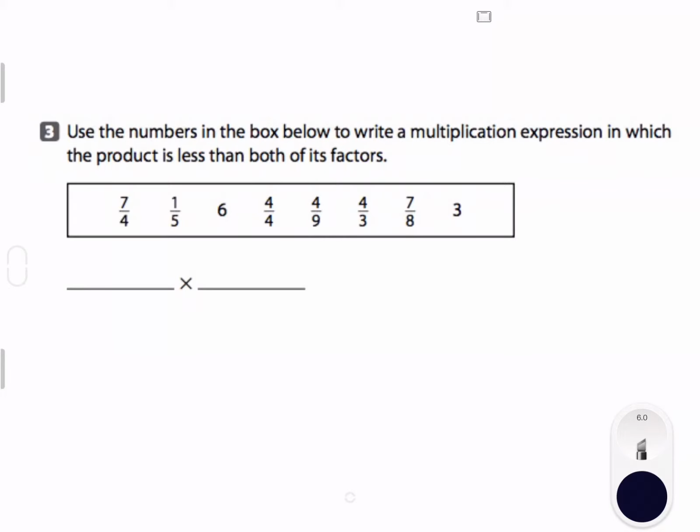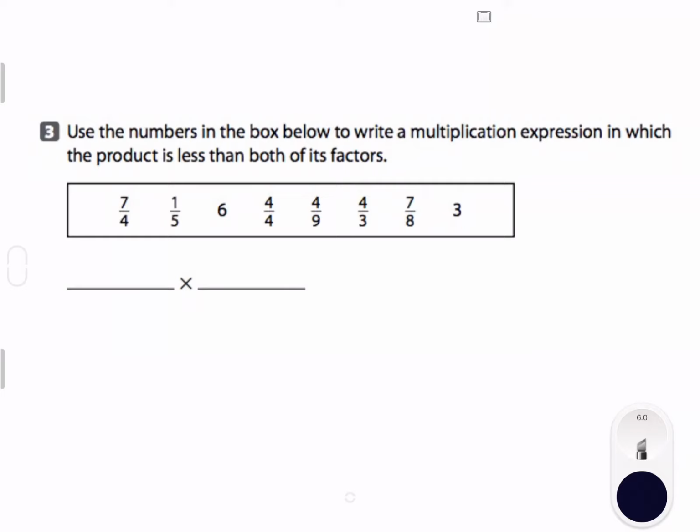All right, this question is related to number 2. It says write a multiplication expression in which the product is less than both of its factors. So you want to come up with two numbers that when multiplied together give you a product, or an answer, that is smaller than either one of those numbers when you started.